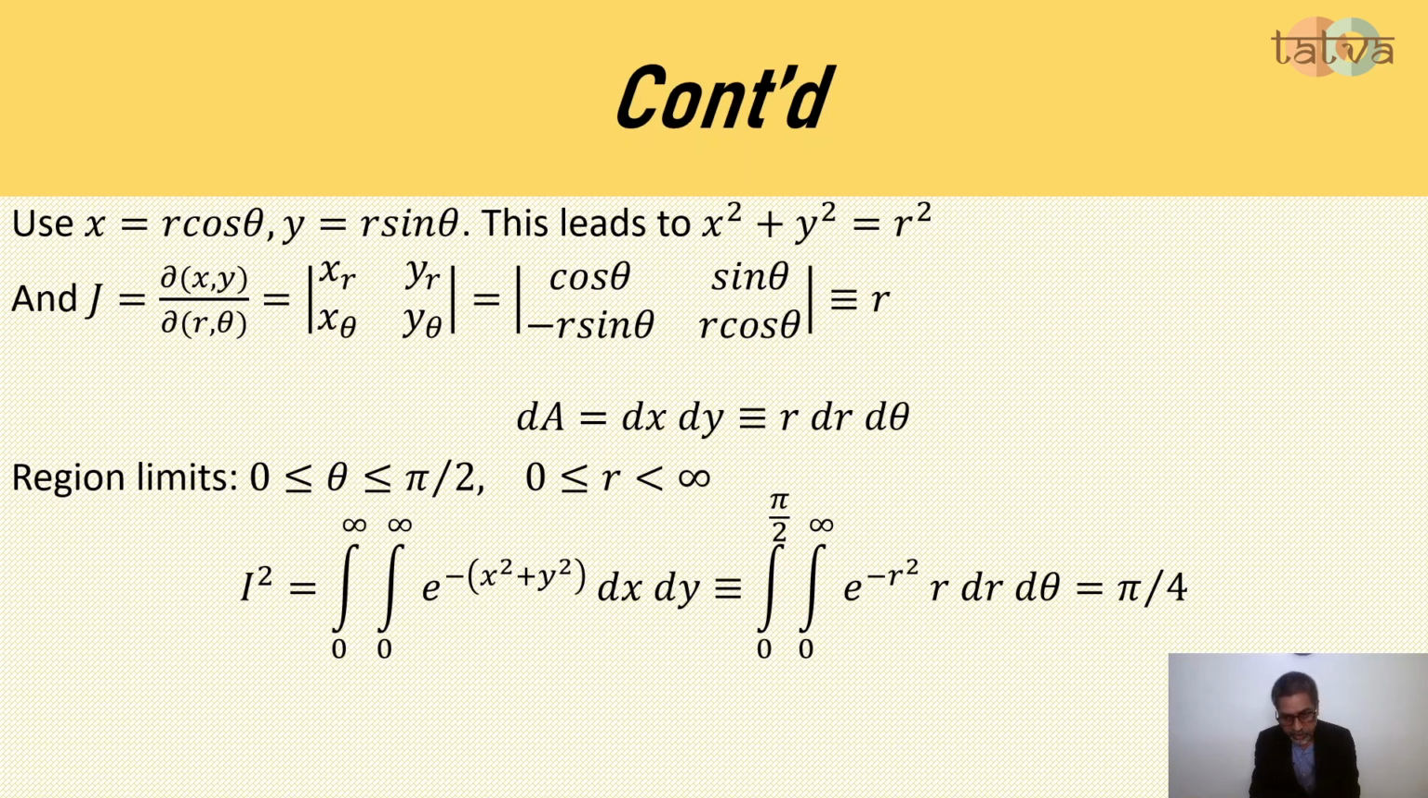I've not shared the details here, but it is not that very difficult, and the output is pi by 4. But that is I square. I, which is the original problem from 0 to infinity e power minus x square dx, will be the square root of pi by 4, which is root pi by 2. And that's a very, very famous result.